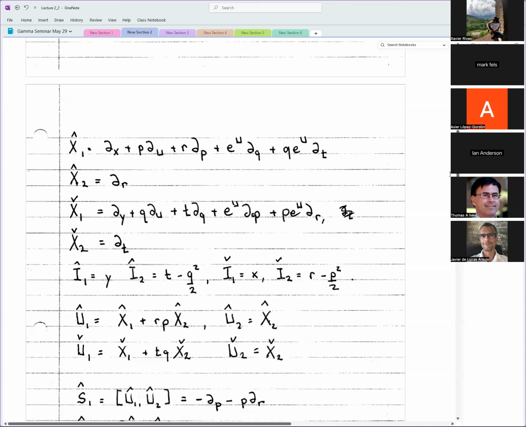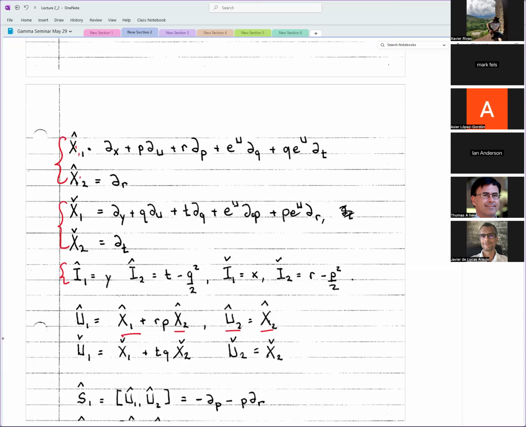Okay, so again, I've rewritten everything again. Here's our starting vector fields. Here's our invariants. What was the first step? The first step was to take a linear combination of these vectors so that I have commuting bases.